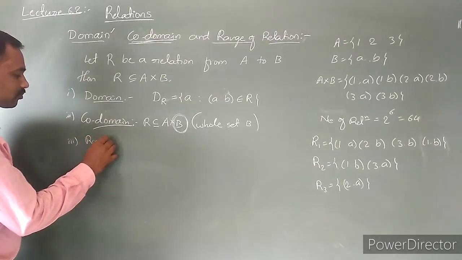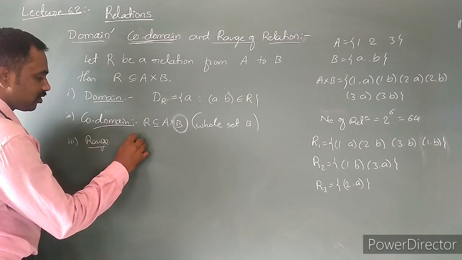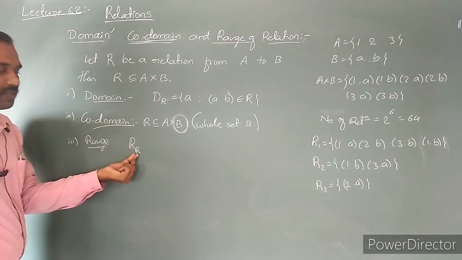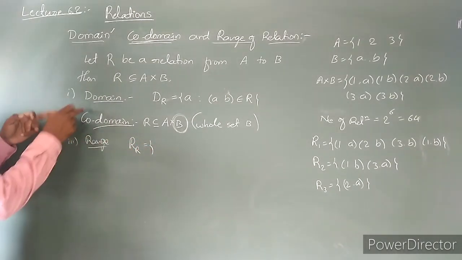Next, third, range. Range of the relation R. Range of the relation R is denoted by R suffix R. Capital R denotes the range, suffix R. Range of the relation R is the reverse of the domain.